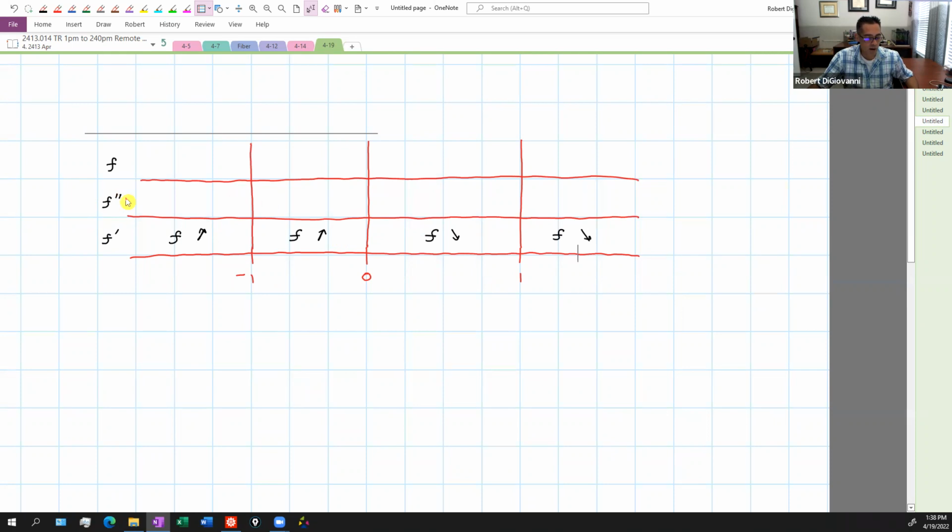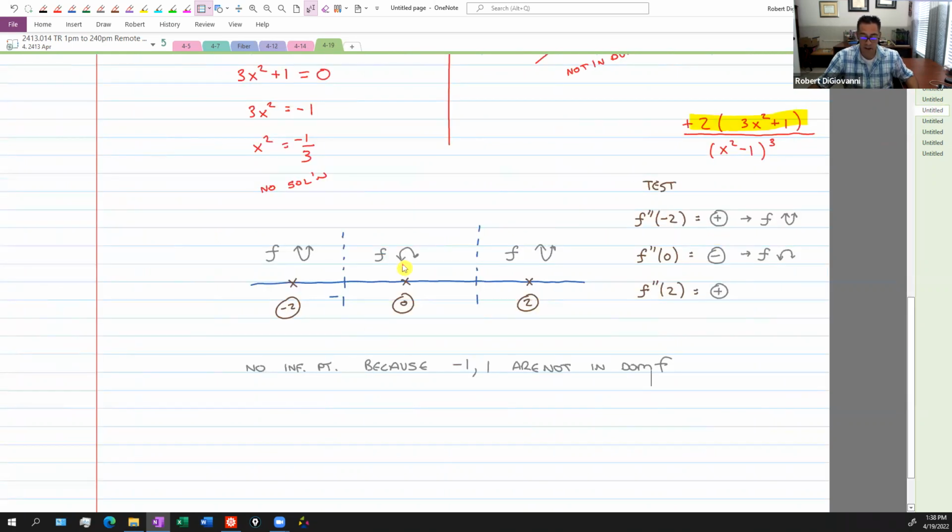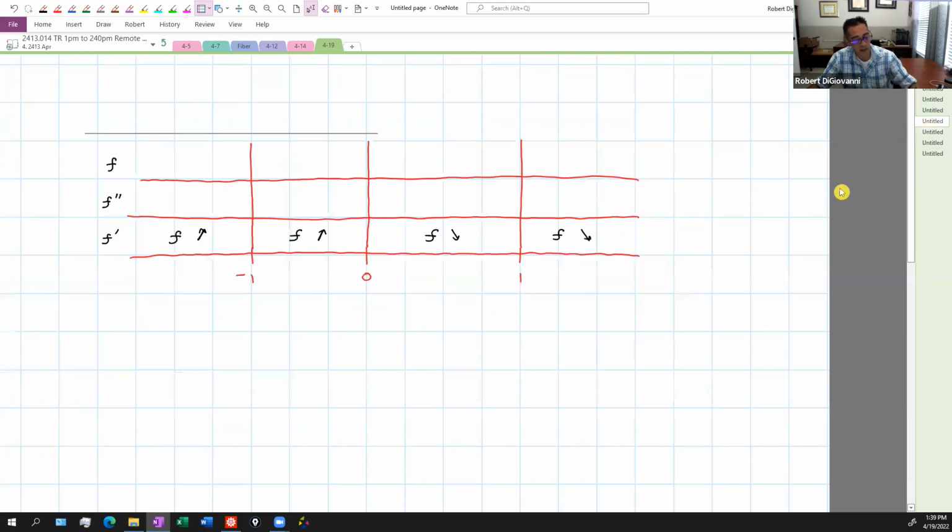Now, the next row, I'm going to look at my second derivative information. My second derivative information was the concavity. And I was concave up to the left of -1, then concave down all the way from -1 to 1. Do y'all see that? All the way from -1 to 1, I'm concave down. And then I'm concave up again. So let me put that on my table.